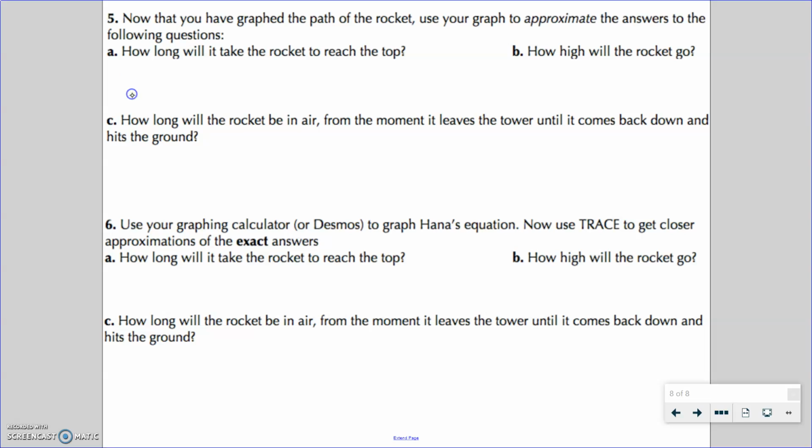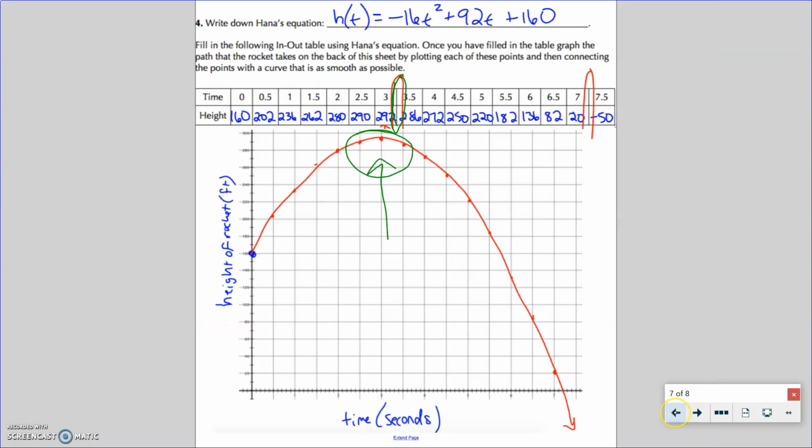So how long will it take? Between 3 and 3.5 seconds. And how high will the rocket go? At least 292 feet. So how long will the rocket be in the air from the moment it leaves the tower until it comes back to the ground?